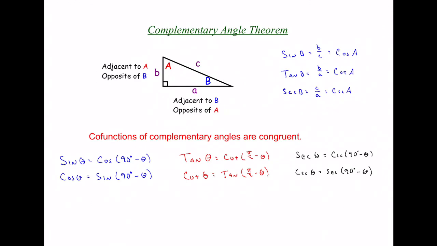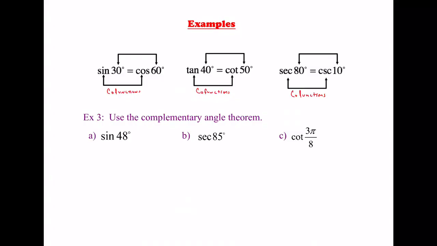Since those ratios are the same with different angles, we can rewrite these knowing now of the complementary angle theorem. So some examples you'll see: sine of 30 is equal to cosine of 60. So sine and cosine are your cofunctions. 30 and 60 are your complementary angles. Tangent of 40, cotangent of 50. 40 and 50 are your complementary angles, and tangent and cotangent are your cofunctions. And secant of 80 degrees is equal to cosecant of 10 degrees. Once again, complementary angles 80 and 10, cofunctions secant and cosecant.